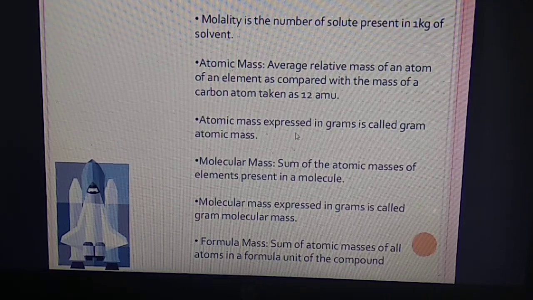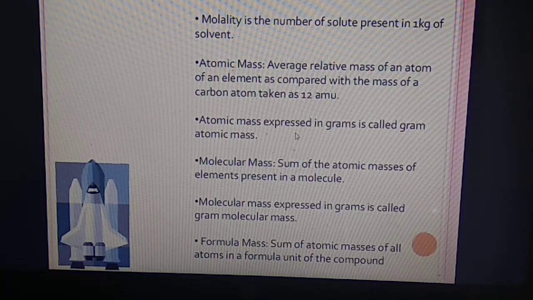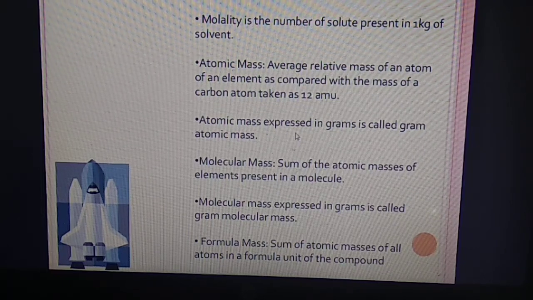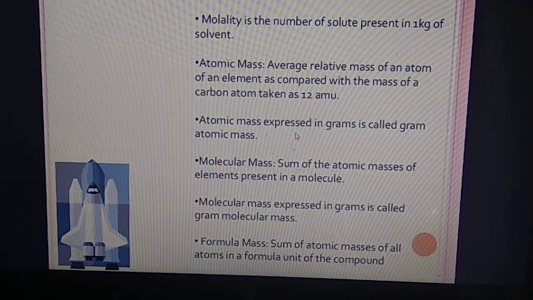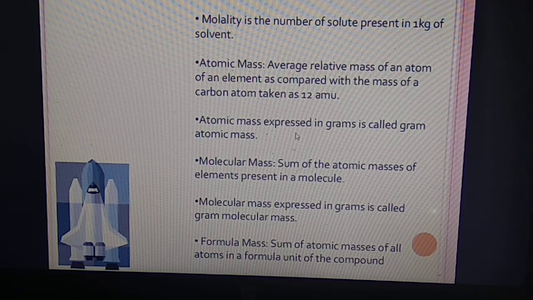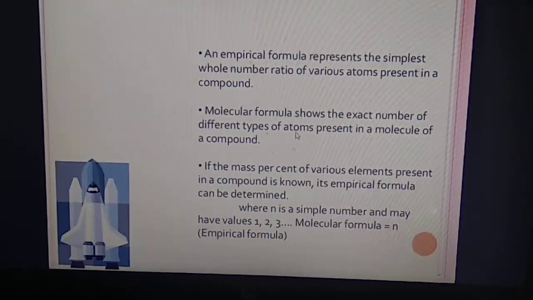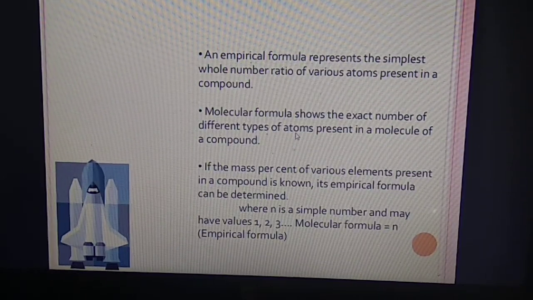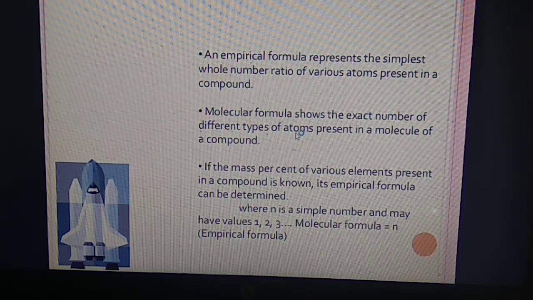Next students, formula mass. Formula mass means the sum of atomic masses of all atoms in a formula unit of the compound. Specially, formula mass is used for the ionic compound. An ionic compound is the compound of metal and non-metal, you know students. So formula mass, molecular mass, atomic mass, molarity, molality, mole concept, we have discussed. Empirical formula and molecular formula, another topic of this chapter.